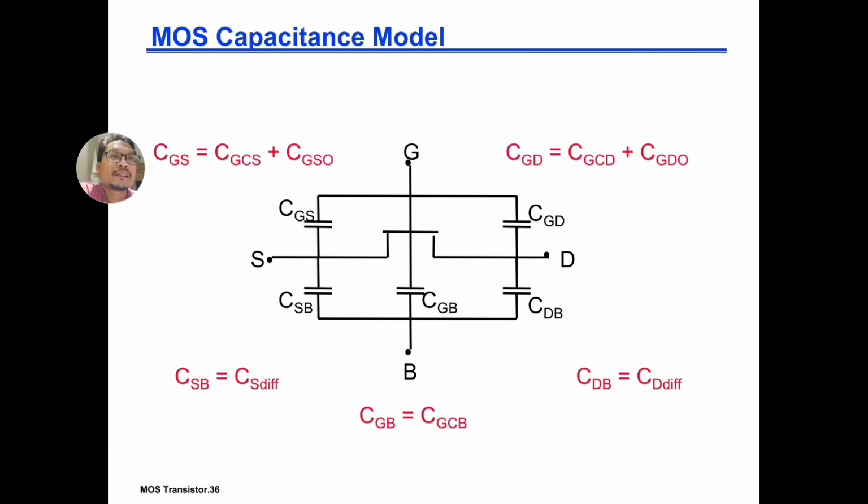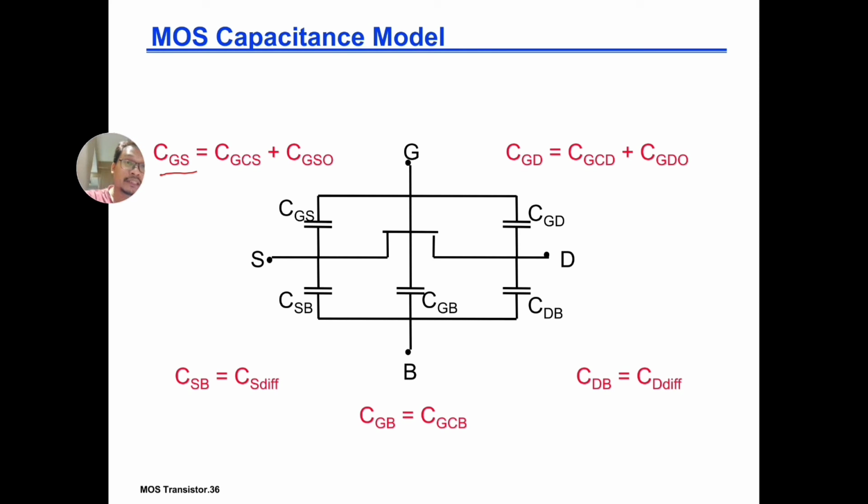So what are the components in the MOS capacitance? We have the gate to source capacitance. Imagine it's half of the capacitance from the gate to the source. Gate to drain is the other half, from the gate to the drain, and it consists of the channel and the overlap. And also the drain, channel, and overlap.